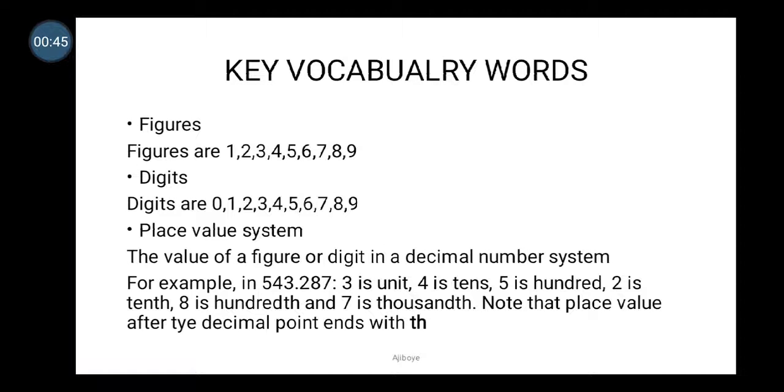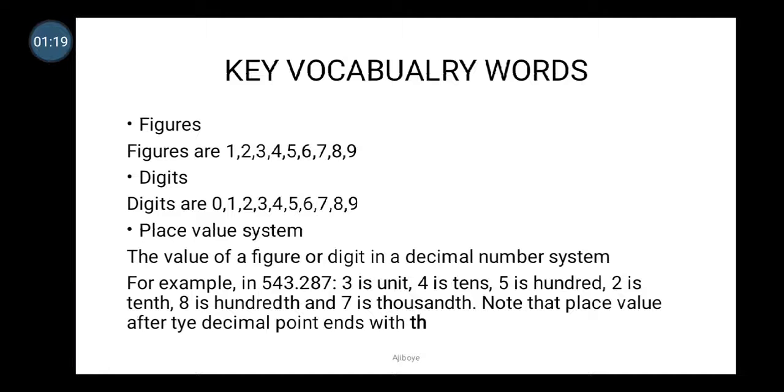Key vocabulary words. Figures. Figures are 1, 2, 3, 4, 5, 6, 7, 8, 9. Digits. Digits are 0, 1, 2, 3, 4, 5, 6, 7, 8, and 9. You will notice that there's a difference between figures and digits. And the difference is, you're right, 0. Difference is 0. So figures we have 1 to 9, and digits we have 0 to 9.